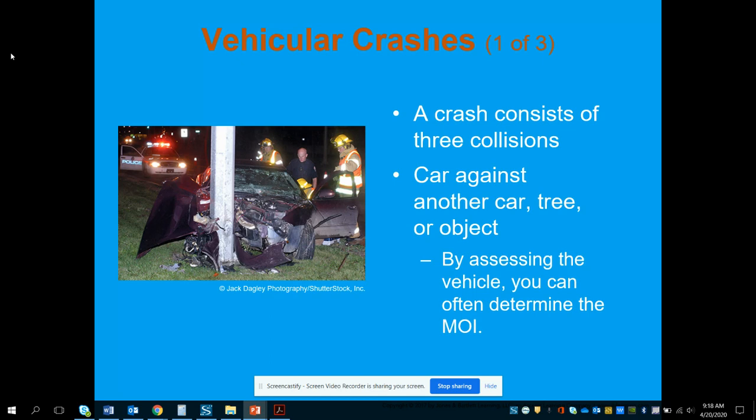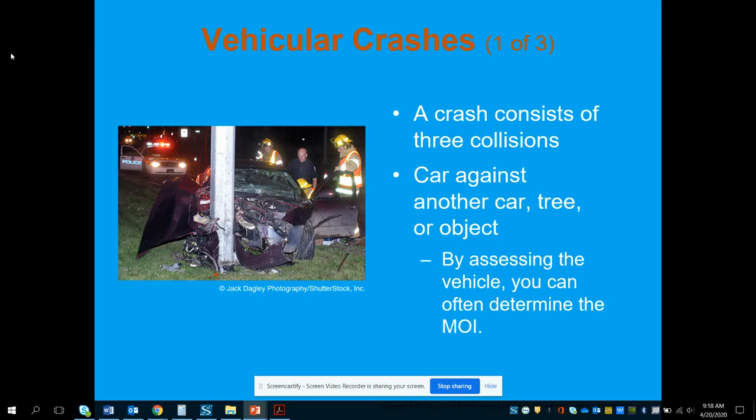So vehicle crashes actually consist of 3 collisions, and you're going to see this information again. You're going to see it on test questions. We're going to talk about it again, so make sure you understand what this means. It is the car against another car, a tree, or an object, all right? That's the first crash. So what's happening here is you're driving down the road and you strike an object, whether it's another car, a fence post, a telephone pole, a tree, whatever it is. That's the first crash. And you can often determine the mechanism of injury simply by looking at the vehicle.